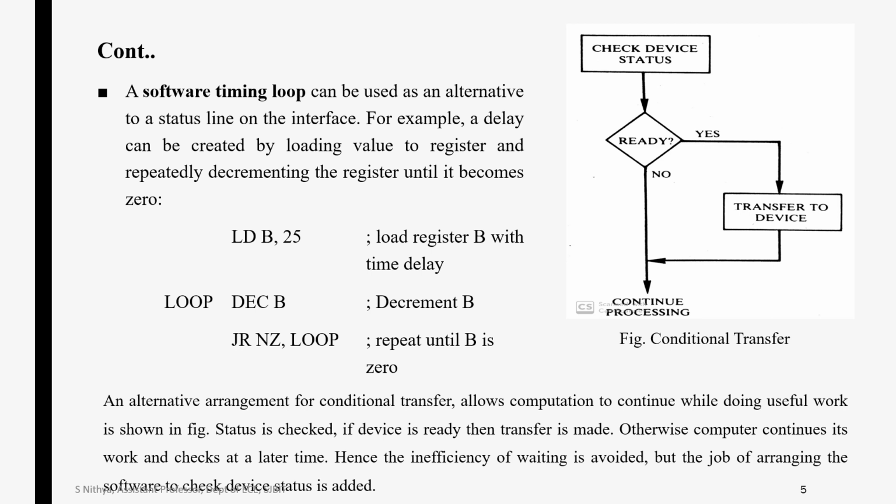The alternative arrangement for the conditional transfer allows the computation to continue doing useful work, which is shown in the figure. Here it checks the status. If the device is ready, the transfer is made, or otherwise the computer continues its work and checks at a later time. Hence, the inefficiency of waiting is avoided here. But the job of the software to check the device status is added here.